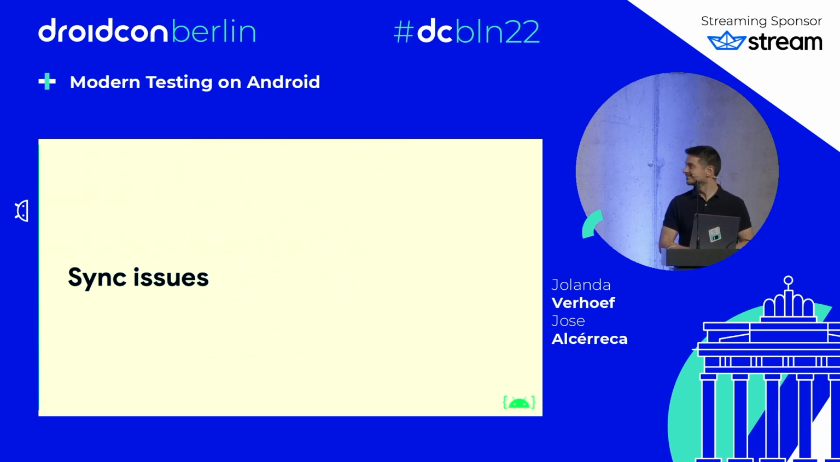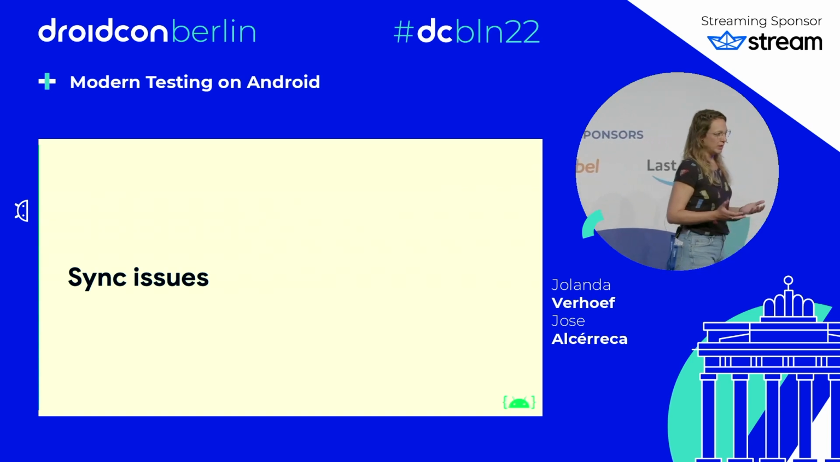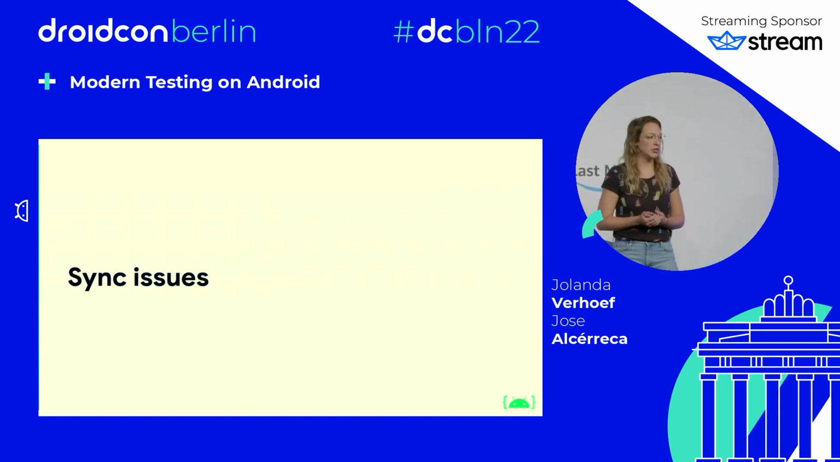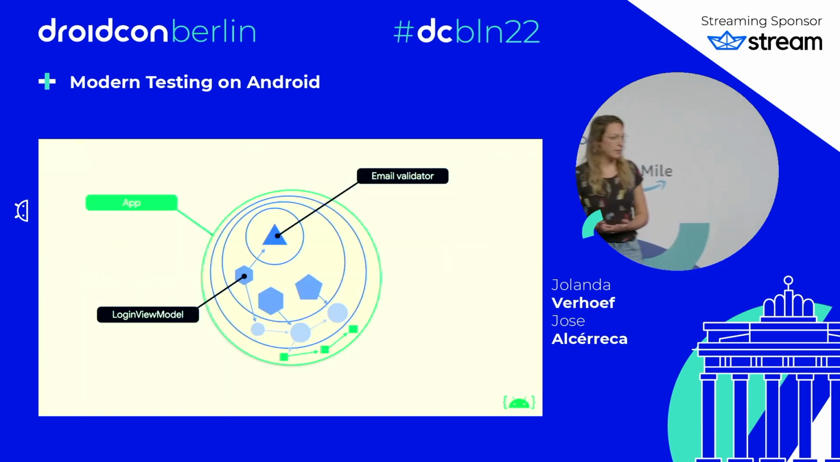Thanks. So all of the UI tests that we discussed, they share an issue. When you're running your app's user interface, sometimes you need to wait for things to load or animations to finish, and that can cause some synchronization issues. So let's take a look at those and how we can solve them.